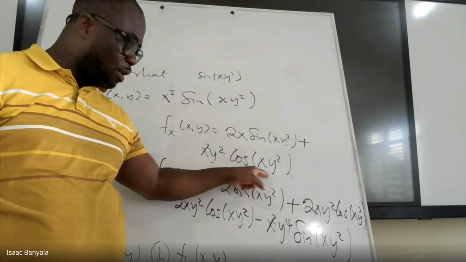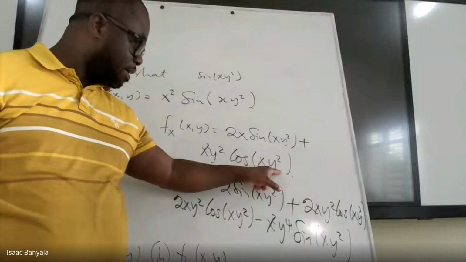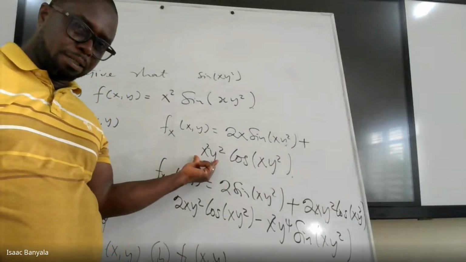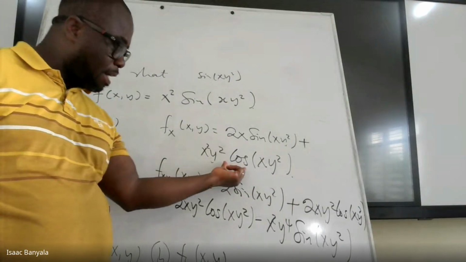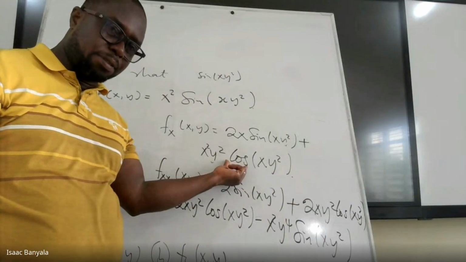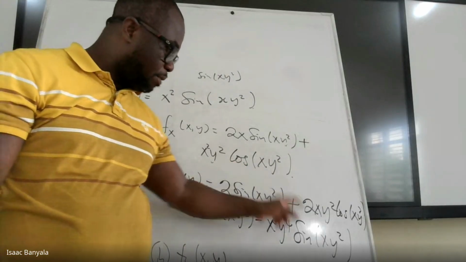If you differentiate this one with respect to x, you get what? y squared. The y squared will multiply this. You get x squared y exponent 4. Then you differentiate the cos to give you negative sine. Then you have that one too.